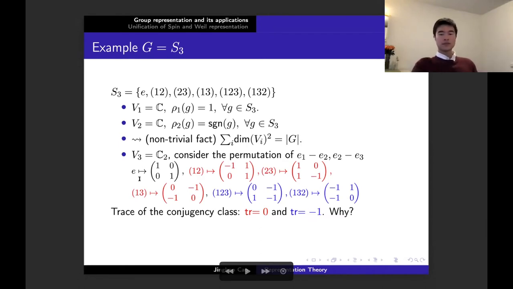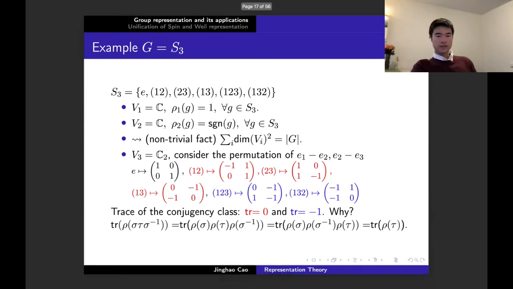And the reason why they have the same trace follows simply from the fact that, first of all, suppose we want to compute the trace of tau and take the trace of its conjugate, say sigma tau sigma^-1. Since rho is a homomorphism, we can decompose them into three terms and use the fact that trace is cyclic and permute rho of sigma to the other side. Then this gives us identity. And in the end, we have that in the same conjugacy class, we have the same trace.